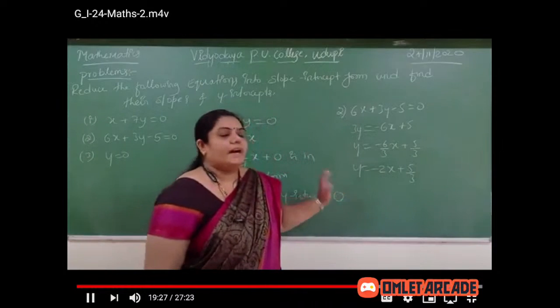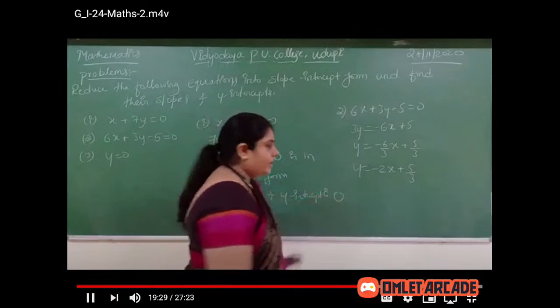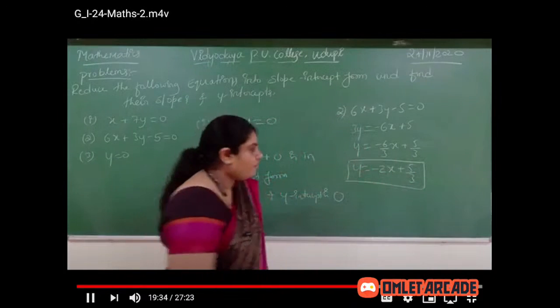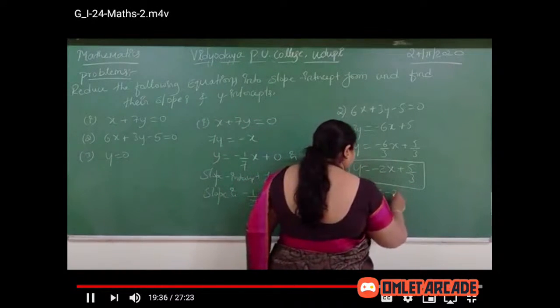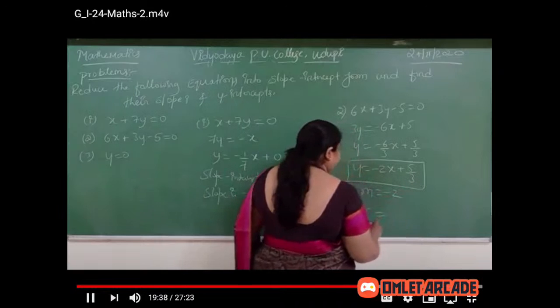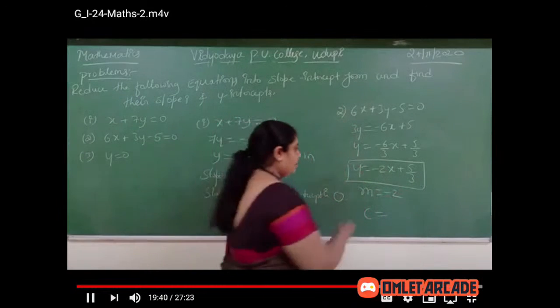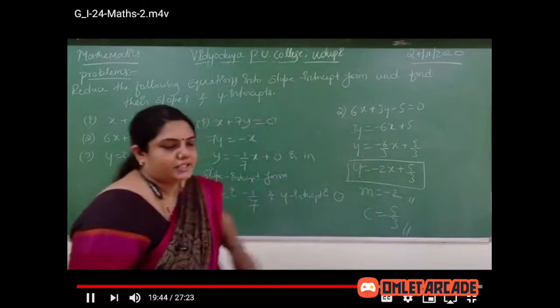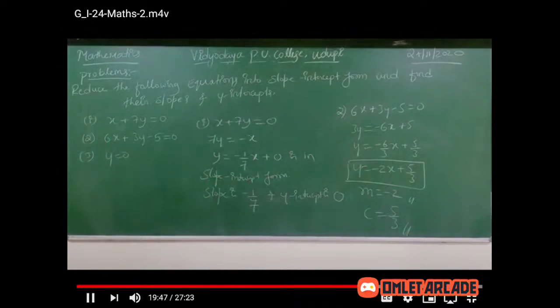Is it in the form of y is equal to mx plus c now? So this is the equation which we reduced into slope intercept form, and here slope m is minus 2 and c, which is nothing but the y-intercept, here is 5 by 3. Please write down: slope is minus 2 and y-intercept is 5 by 3.